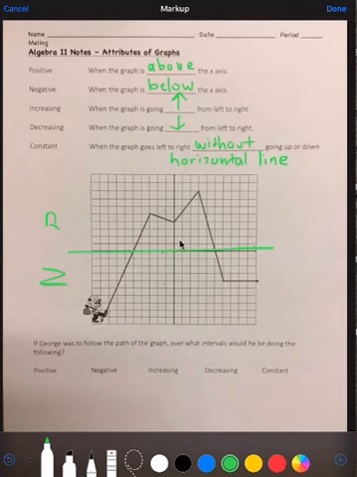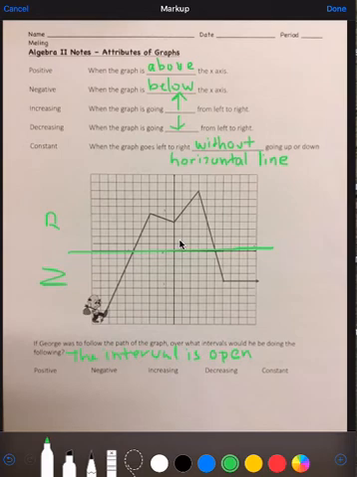So we have George here. If George was to follow the path of the graph, over what intervals would he be doing the following: being positive, negative, increasing, decreasing, and constant? And so we also want to say these intervals are always open. The interval is always open.